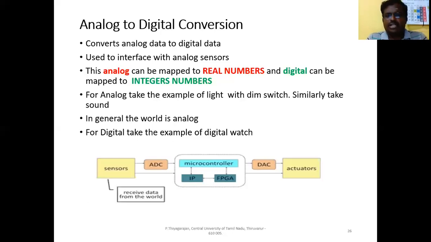In general, the real world gives only analog signals. For digital, an example is a digital watch, in which we get the minutes or the seconds, and we will not get the fraction of a second. So we can map the digital watch to the digital signal. Somehow the analog signal from the real world will be converted into a digital signal so that it can be processed by the microcontroller. So we need this ADC.